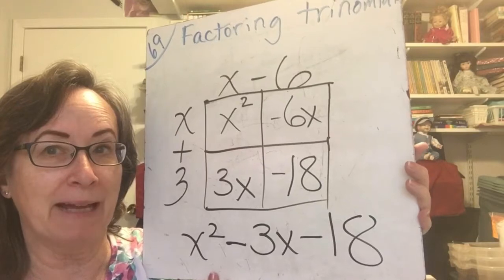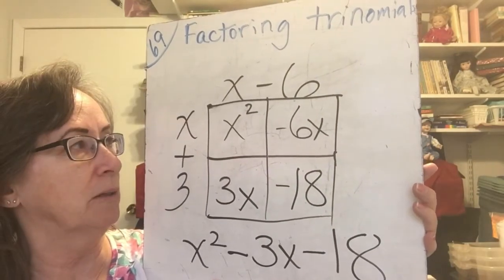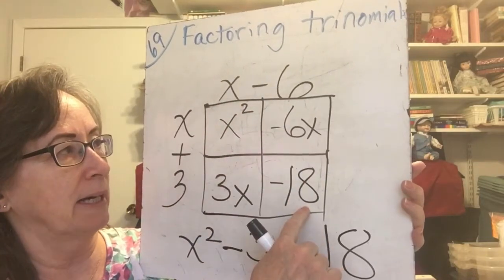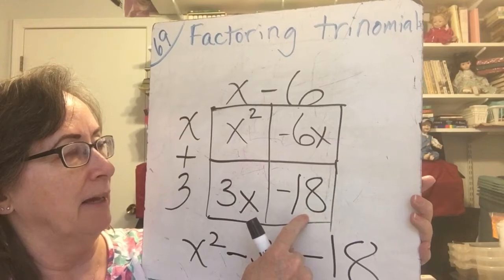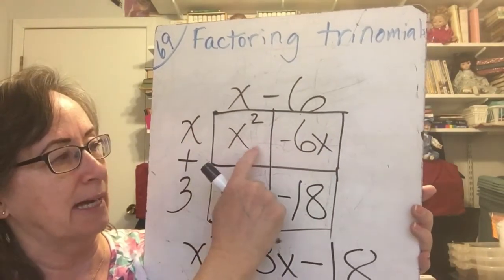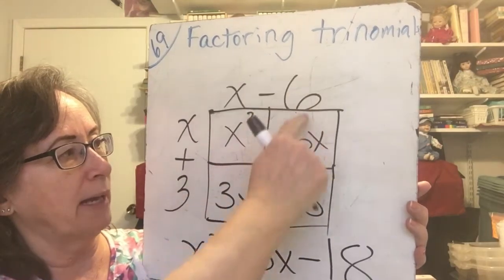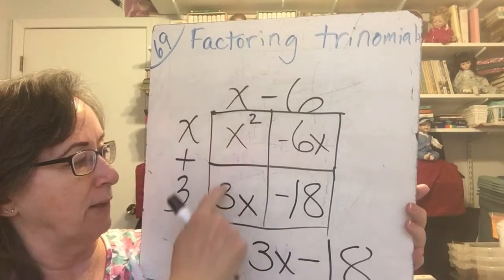A lot of people like the boxes because it reminds you that this one is the product of the negative 6 and the 3, and this one is the product of the x times the x. This one is the product of the negative 6 times the x, and this one is the product of the x times the 3.